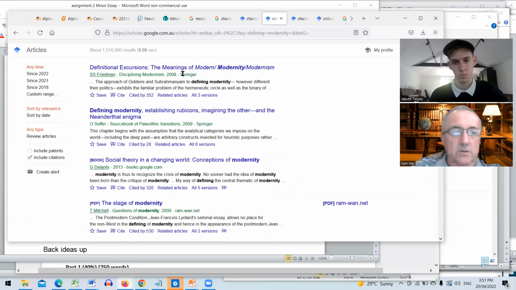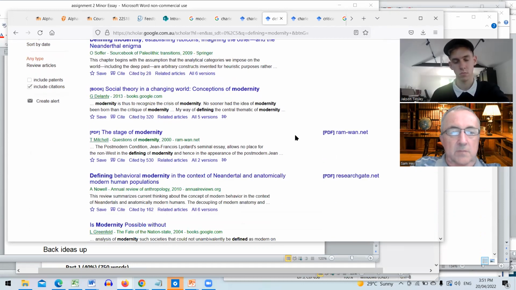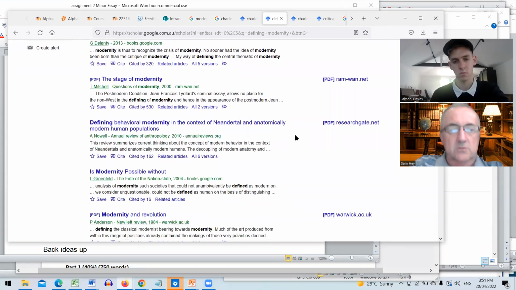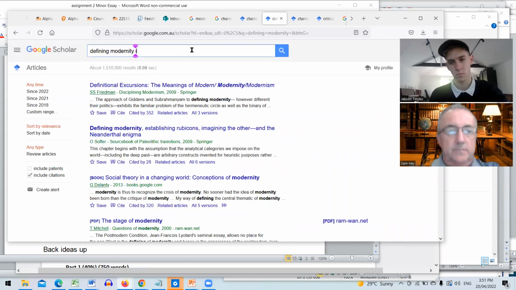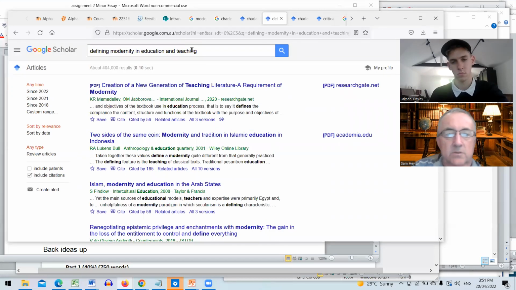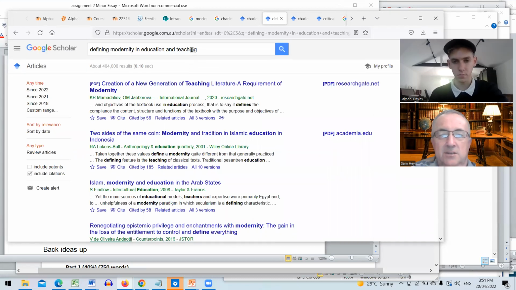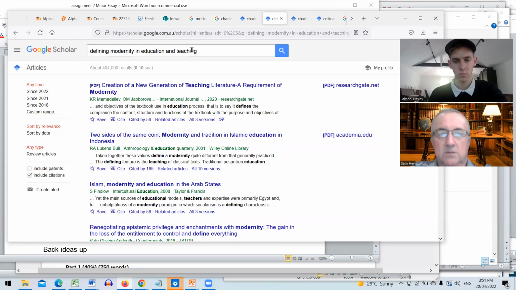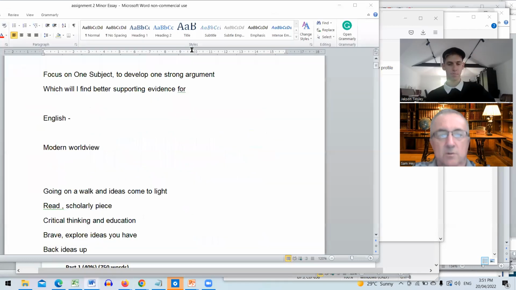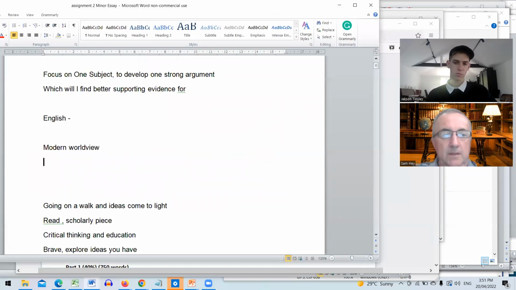And so we've got scholars here who are writing on the meaning of modernity. And then you can try and focus that a bit more by looking at it in education and teaching, and that can help focus the whole essay, and it can also make it more relevant for you. So if you look at modernity in education and teaching, that can be useful as well. And certainly modernity has so shaped the way we think in terms of the way the world's run.